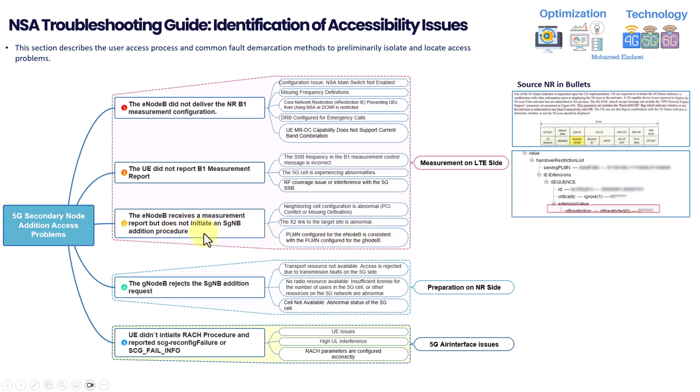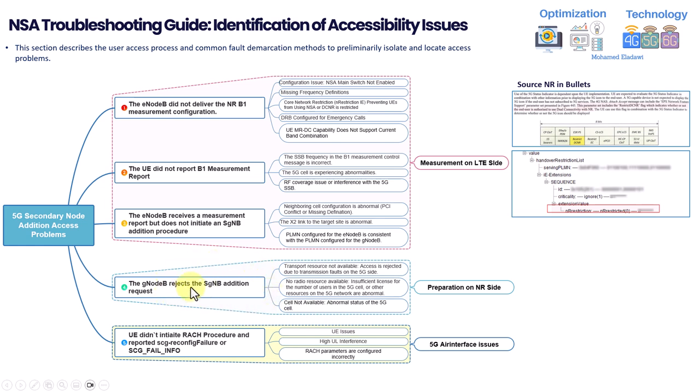Now, assume that the SgNB addition request is sent from the eNB to the gNB. Now the gNB sometimes might reject, saying, okay, this connection is rejected. And this can be due to transport congestion, for example, you have congestion in the transport layer, transmission faults or transmission problems, and also insufficient resources within the gNB itself. For example, based on the vendors, maybe you have a limitation in the number of users, so in this case it will be rejected. And also it might be that the cell went down after receiving this request.